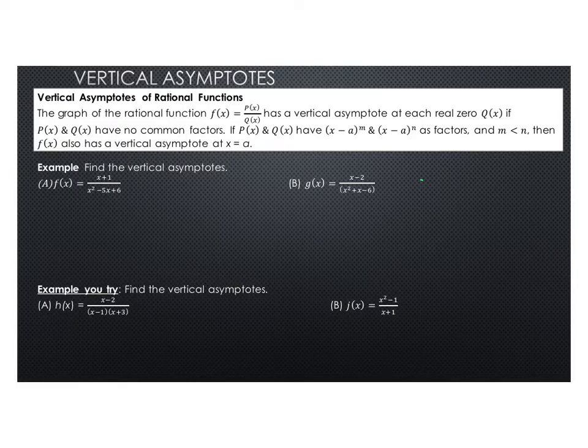Vertical asymptotes. Okay, so the graph of a rational function, f of x equals p of x over q of x, has a vertical asymptote at each real 0 of q of x if p of x and q of x have no common factors. Okay, so we have a vertical asymptote each place in the denominator of the factored form. If p of x and q of x have x minus a to the mth power and x minus a to the nth power as factors, and m is less than n, then f of x also has a vertical asymptote at x equals a.